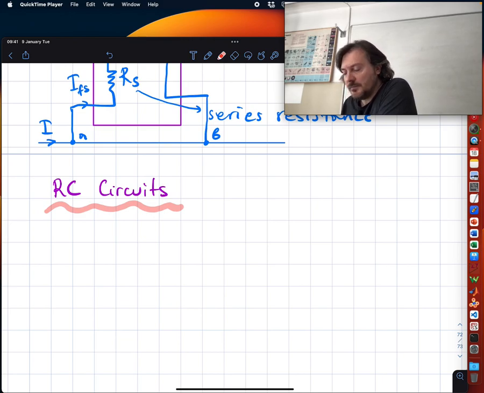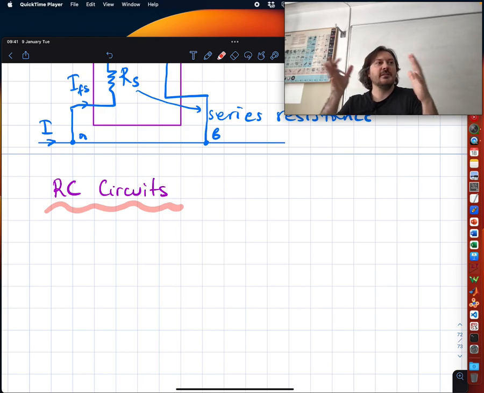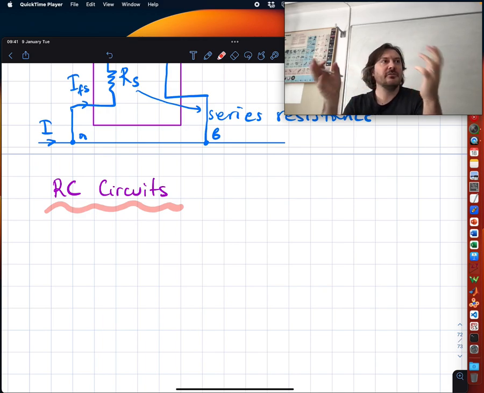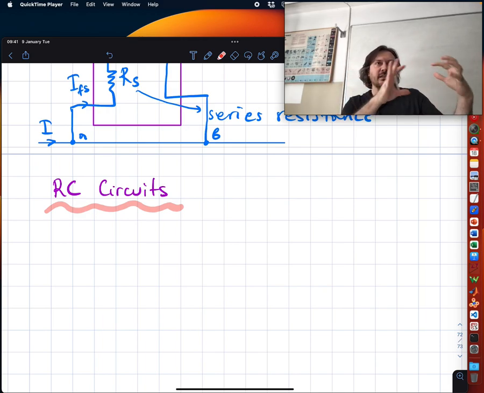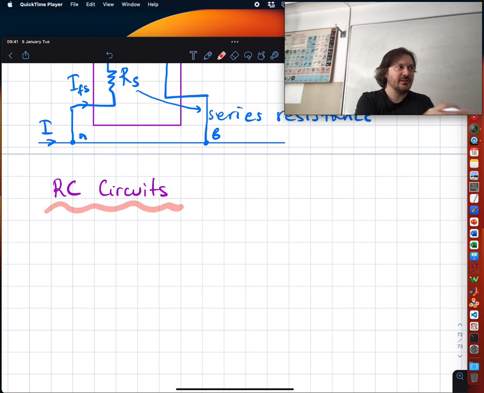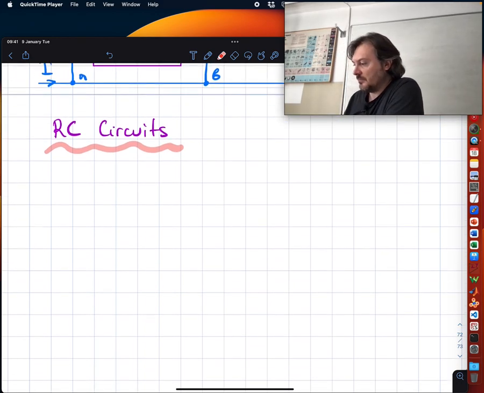RC circuits. So this is the second big topic for you. There were the electric field, potential, and stuff like that. That is one chunk. Now it's RC circuits. Yet another chunk where you might get lost because you might be scared of stuff. So don't be. It's not that hard. All right.